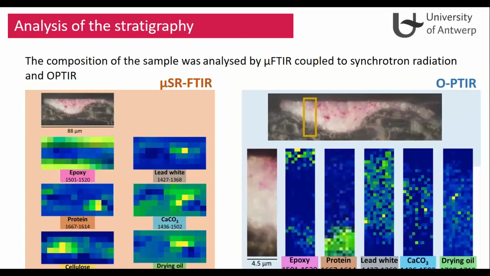Interestingly, O-PTIR measurements didn't provide only the compounds, but also we could see the distribution of these compounds across the painting layers. Specifically for lead white and calcium carbonate, in the synchrotron IR we can just see that they belong to the painting layers. In the O-PTIR, we can see how they are distributed. We can see that lead white is mostly in the top part of the layers, while calcium carbonate is mostly in the bottom and in the middle. And then drying oil is spread all over the layers. So these O-PTIR measurements provide additional information about the compounds.